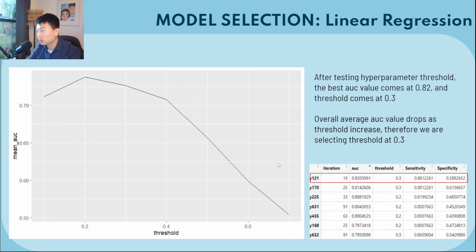The last model we chose is linear regression here. The linear regression has the iteration at 121 here with the best AUC value appearing at 0.82 with a threshold at 0.3. And on average here, we can actually see the best threshold is roughly about 0.02 here.